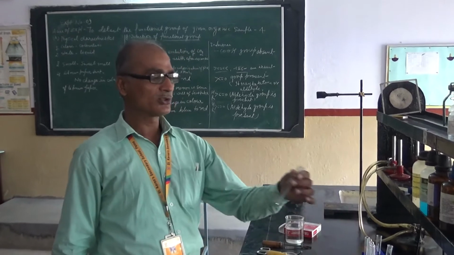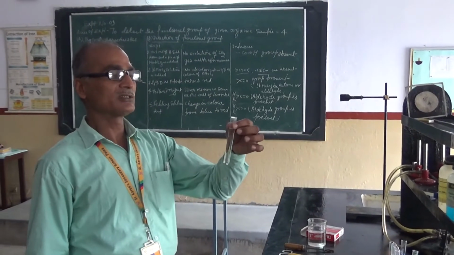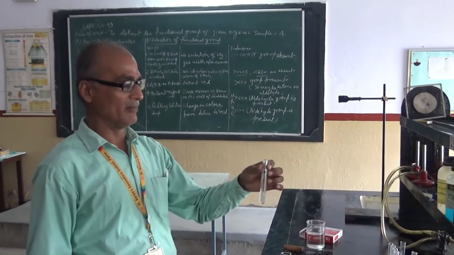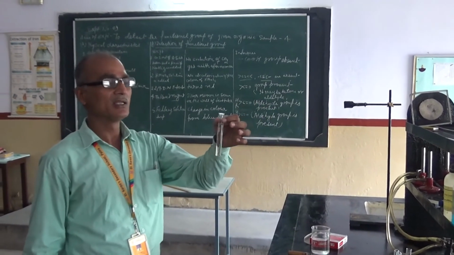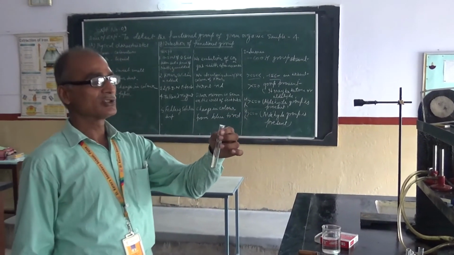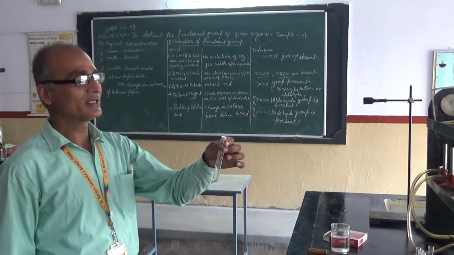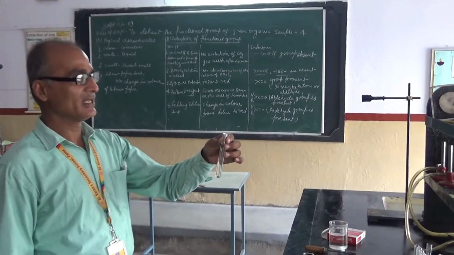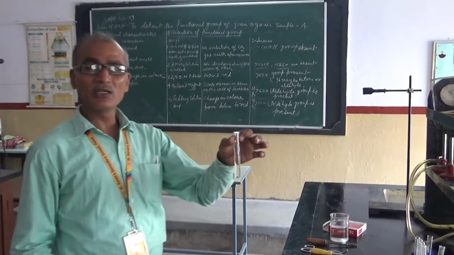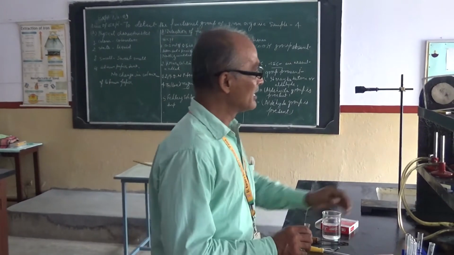Now we go through the experiment. It is your fourth organic sample. This is a transparent liquid. It is soluble in both water as well as organic solvent. It does not give any effect on the litmus paper.